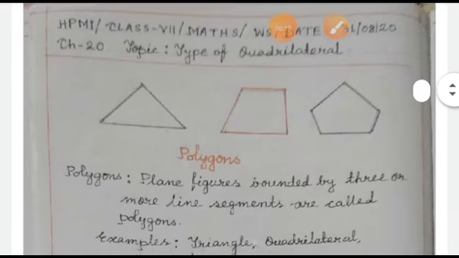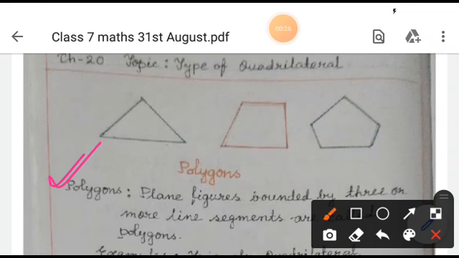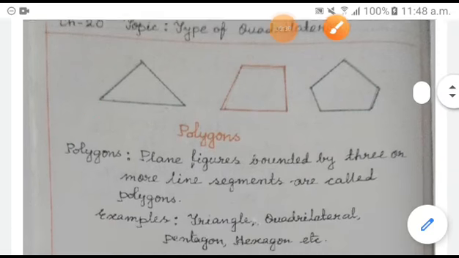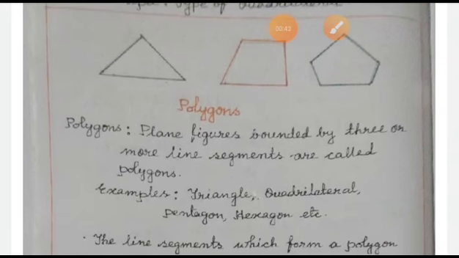So, I am explaining this once more: what is a polygon? Polygons are plane figures bounded by 3 or more line segments. So, these are called polygons. The minimum number of line segments that has to be present in a polygon is 3, and it can be more than 3. That's why it is written 3 or more than 3. Some examples of polygons are triangles, quadrilaterals, pentagon, hexagon, etc.